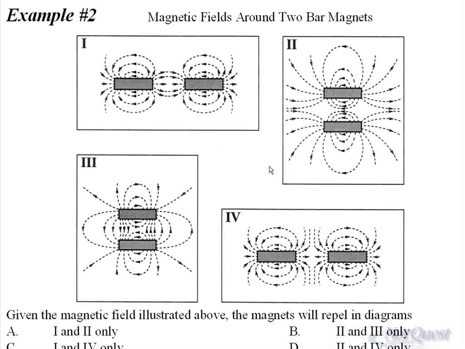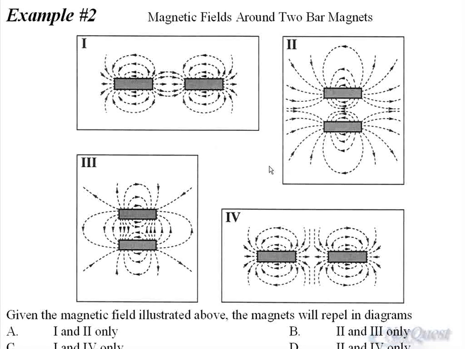Here's another common example where you're given the magnetic fields and now you need to figure out the polarity of the magnets, and which magnets would repel, which magnets would attract. Well, the easiest thing to do in here is to remember that opposite poles will attract.